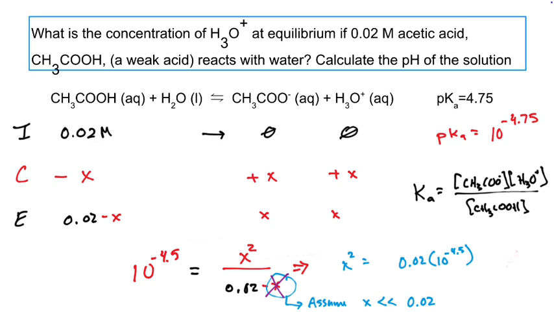What was this assumption? That x was much smaller than 0.02. So what you would go back and do is take your x value. Did anybody actually solve for an x value? You all have calculators. You expect me to do squares in my head? If we run the assumption, we'll get an x value that I think actually works, but I'm not positive. 0.02 times 10 to the negative 4.5.